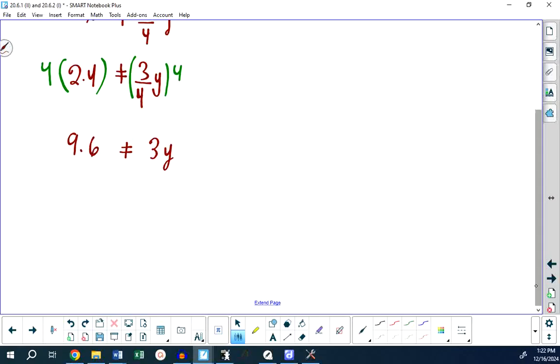Okay, and then you can divide both sides by 3 and get y is not allowed to be 3.2. Now, that's not a blanket statement about y. I'm not saying that y can never be 3.2. I'm just saying that when x is 2.4, y can't be 3.2. That's it. Are you with me on that?